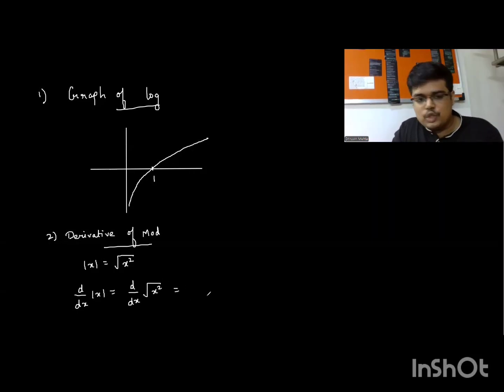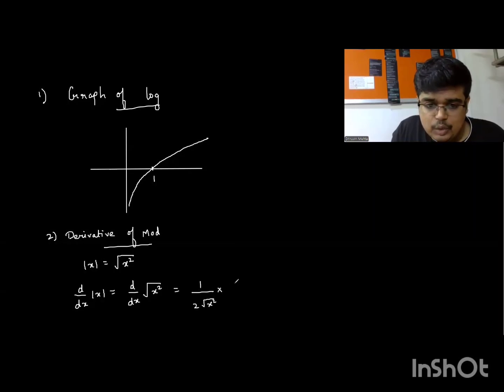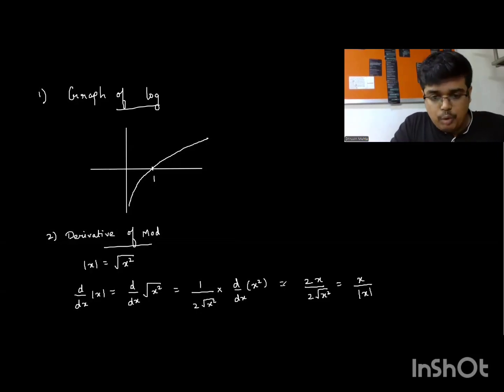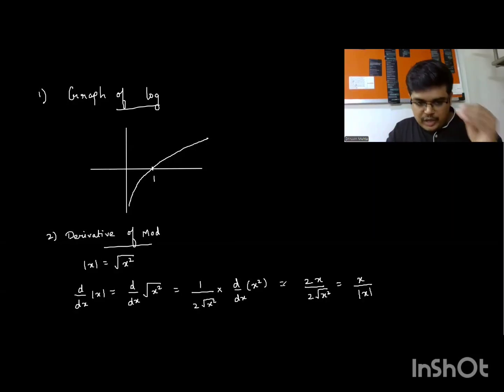Now, derivative of root x squared is 1 upon 2 root x squared, into, by chain rule, we'll take derivative of x squared. So, students, derivative of x squared is 2x. So, we get 2x upon 2 root x squared. The 2 gets cancelled. We can write this as x upon mod of x. If you want, you can learn this as a formula also, but these are the steps. I'm sure you know chain rule, and that is why I've shown you the steps. So, derivative of mod x is x upon mod x. You have to keep this in mind, students. And now, let us proceed to the questions.